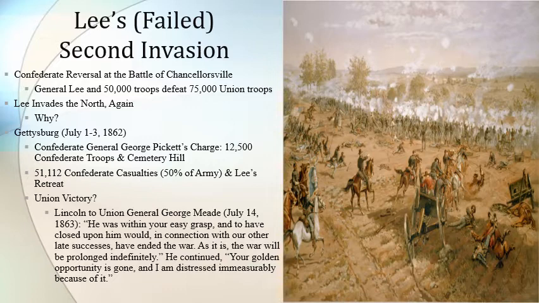Lincoln wrote this letter on July 14, 1863, and he said the following about Robert E. Lee, quote, "He was within your easy grasp, and to have closed upon him would, in connection with our other late successes, have ended the war. As it is, the war will be prolonged indefinitely." He continued, quote, "Your golden opportunity is gone, and I am distressed immeasurably because of it."